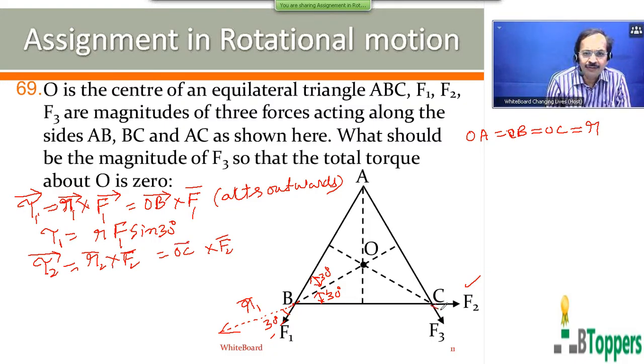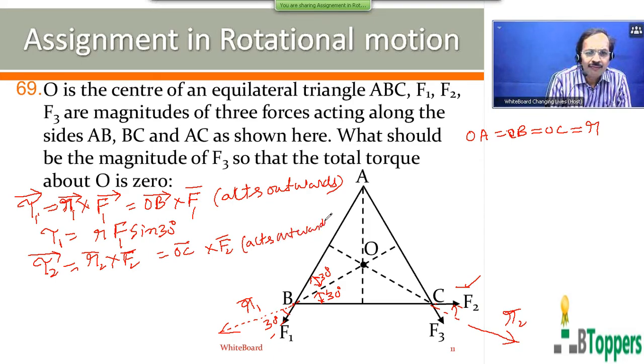Apply the right hand thumb rule of the cross product. If you attach the tail of R2 bar with the tail of F2 bar, the cross product R2 bar cross F2 bar acts outwards. So the magnitude of the second torque you can write as R into F2 into sine 30 degrees.